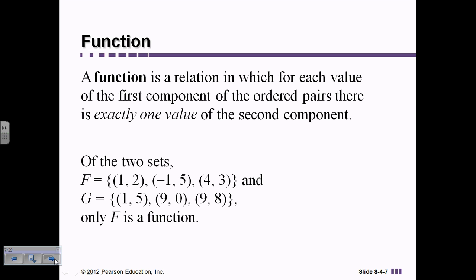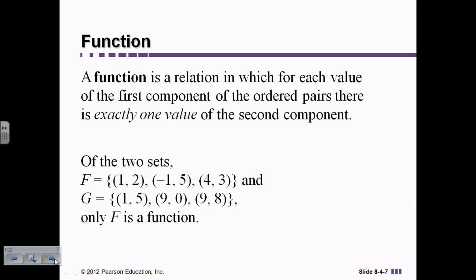So then we can differentiate between relations and functions by saying a function is a relation such that for each first component, there's only one value for the second component. So if you look at the relation f, you have the points 1, 2, negative 1, 5, and 4, 3. None of the x values or the independent variables repeat. You have 1, negative 1, and 4. So all of the independent variables are different. So this is considered to be a function.